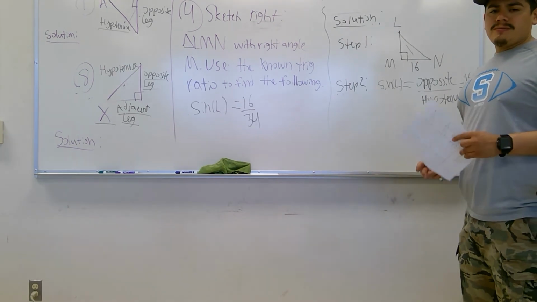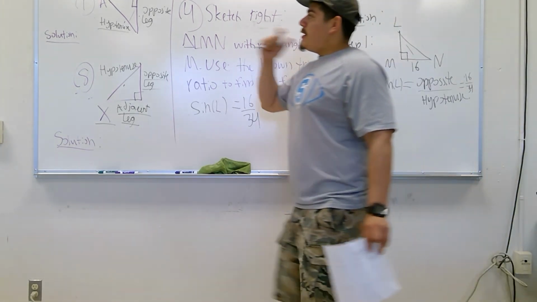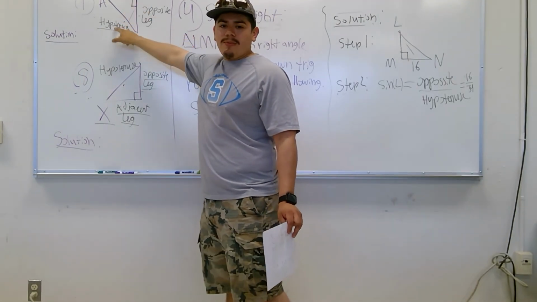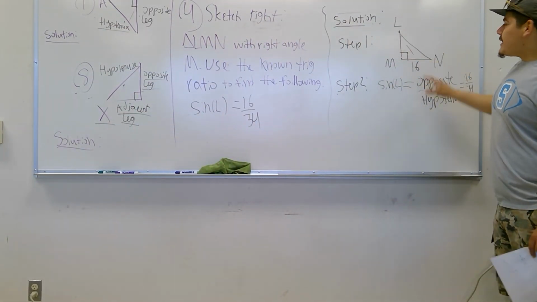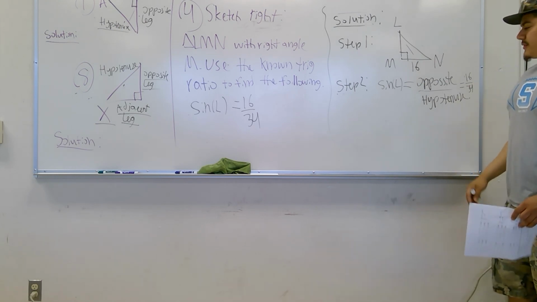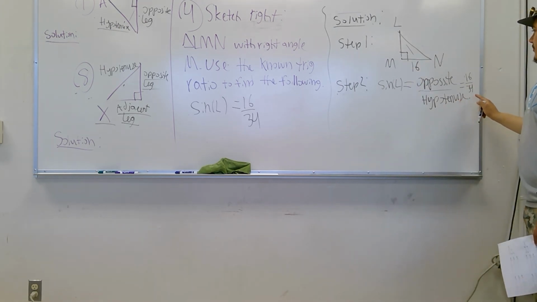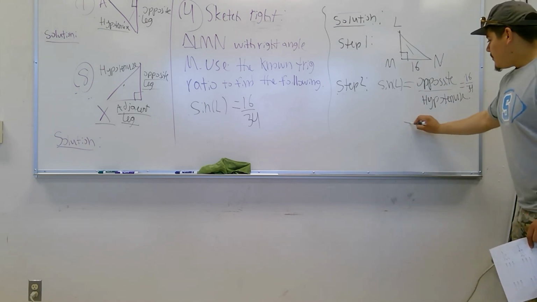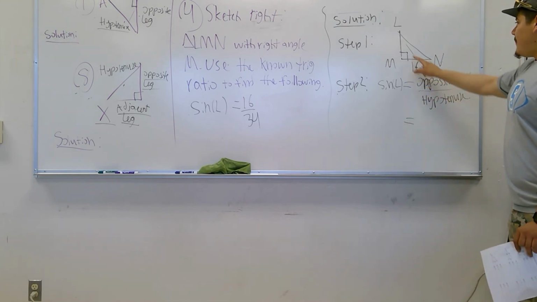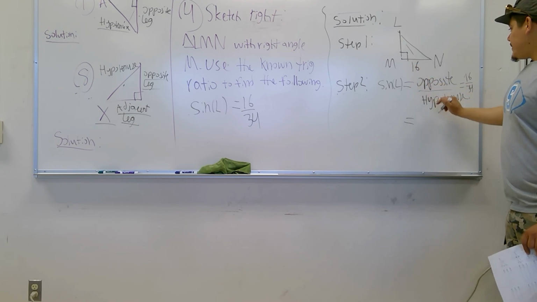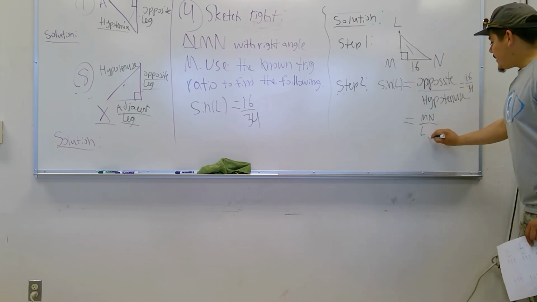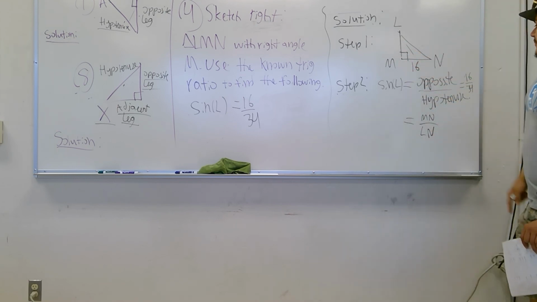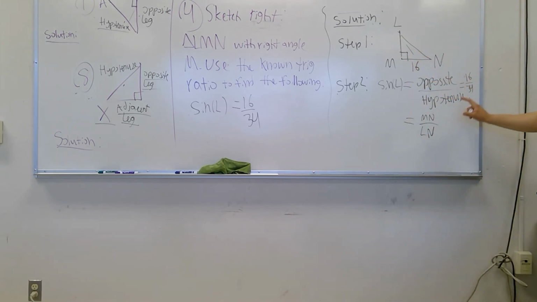What's our hypotenuse? Remember, we did it here: the hypotenuse is opposite to the right angle. So the side LN is the hypotenuse. To make it even easier for y'all to watch, the opposite side to L is MN, and the hypotenuse is LN. So therefore, look, MN is 16, LN is 34.